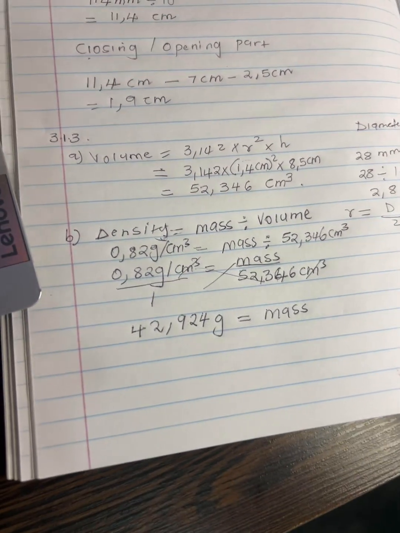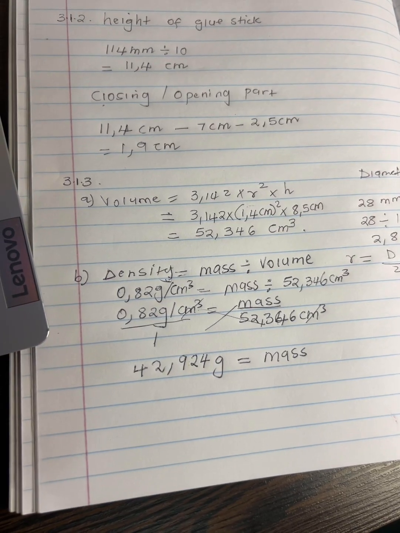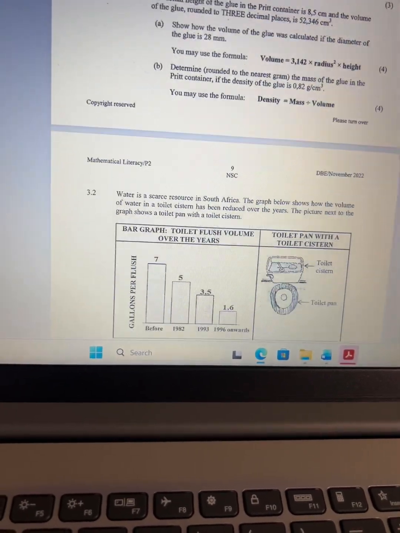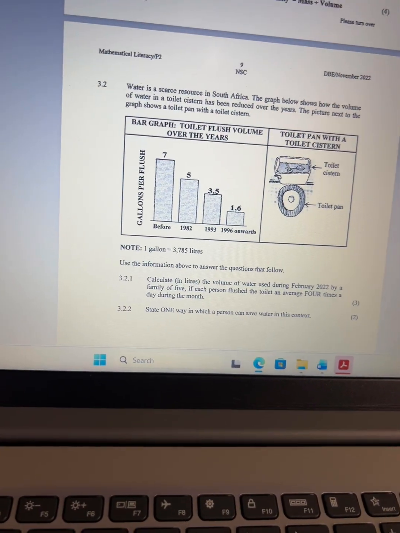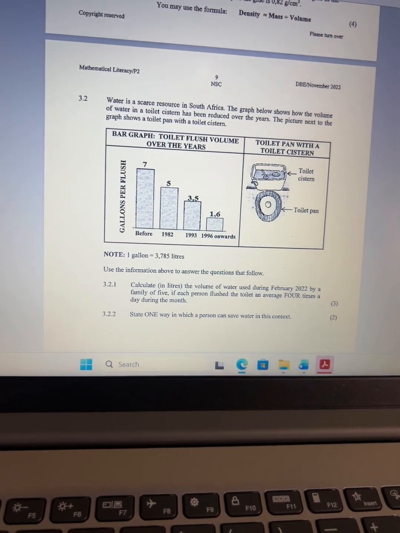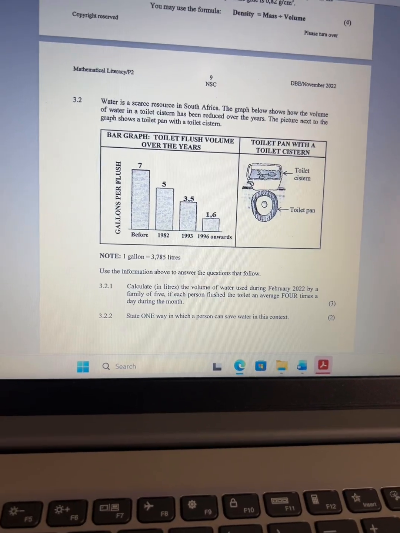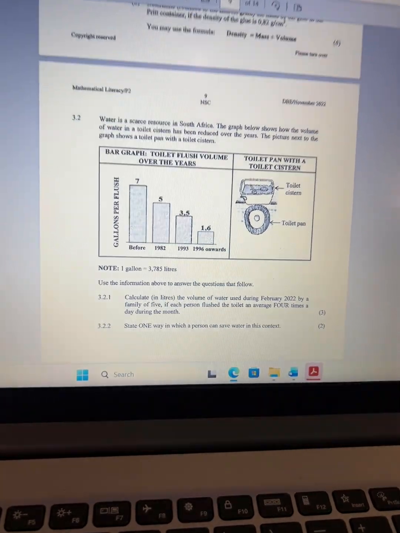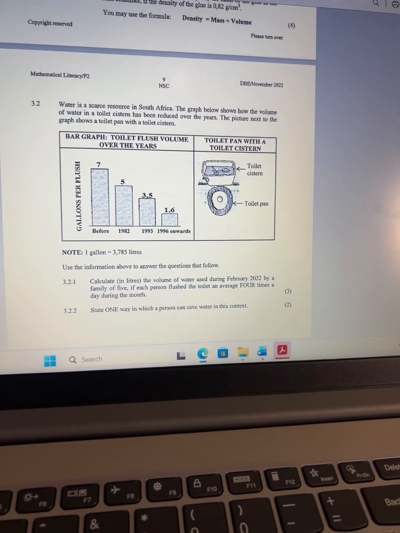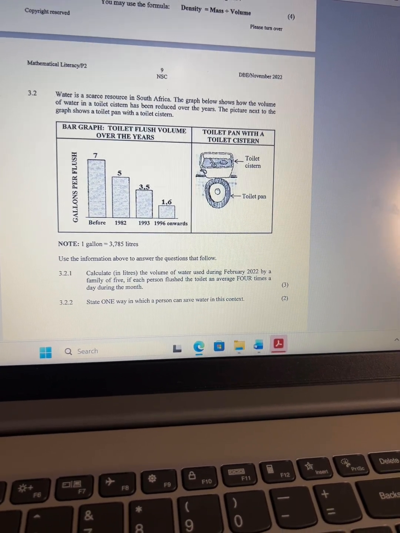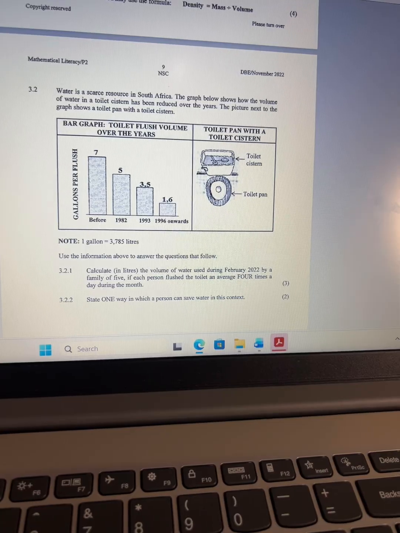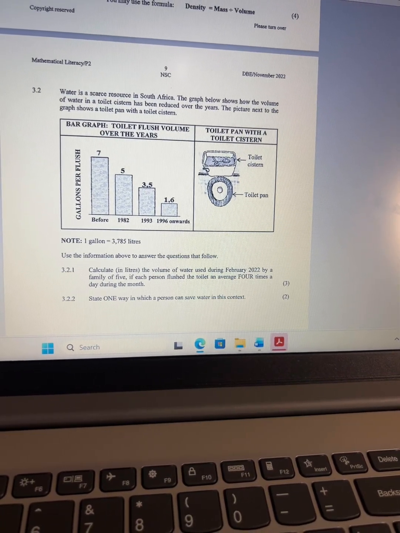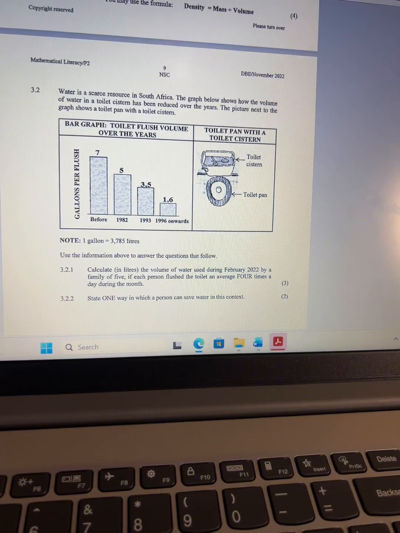So now we can proceed. We are going to the next question, which is 3.2. So when we go to 3.2, they said that water is a scarce resource in South Africa. The graph below shows how the volume of the water in the toilet system has been reduced over the years. The picture next to the graph shows a toilet pan with a toilet system.